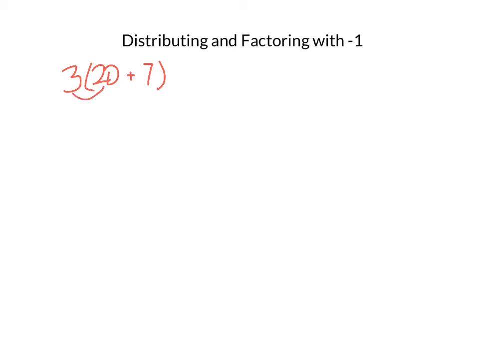3 times 20 is 60. 3 times 7 is 21. We still bring along that plus sign, and that's going to be 81. You can do a difference. How about 4 times 30 minus 2?